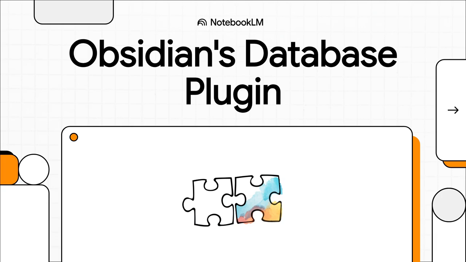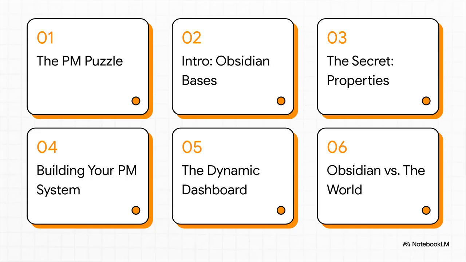All right, let's talk about one of the biggest updates to hit the note-taking app Obsidian in a long time. It's a new core plugin called Bases, and it is a total game changer. Seriously, it's completely changing how people manage projects by turning what used to be a sea of separate notes into one powerful, smart database. Okay, so here's how we're going to break it all down.